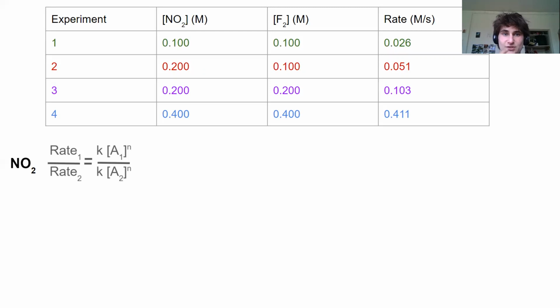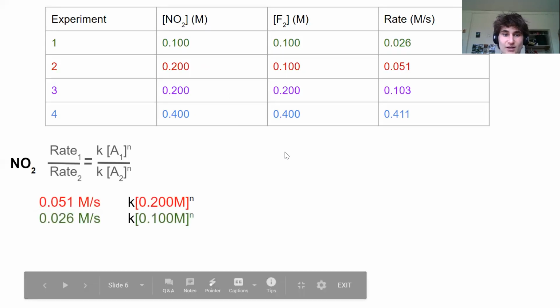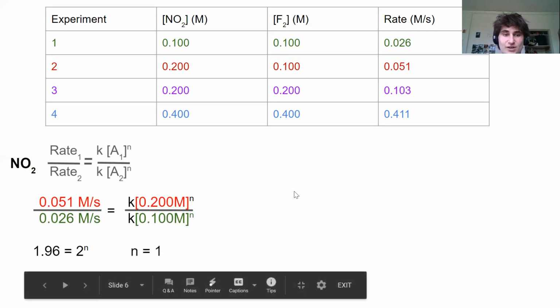And so we're going to find the 2 equations where F2 is not changing, but NO2 is changing. So that's going to be experiments 1 and 2, and we're going to put the larger rate on the top. And when we do that, this is going to be our equation. So we moved the things from the second equation down here, and then the first experiment to the bottom. And then when we solve for that, we find that the units cancel here, units cancel here, K is going to cancel, and we end up with 1.96 equals 2 to the N, meaning N equals 1.